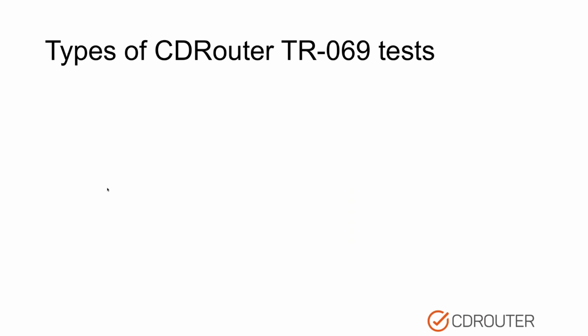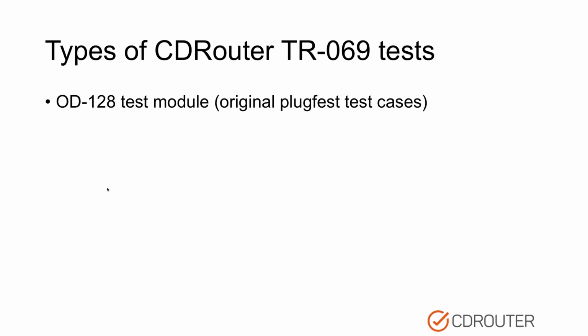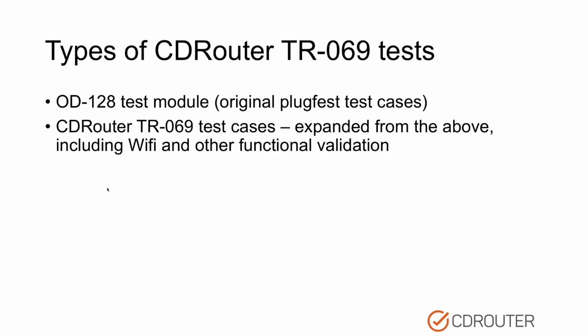So the types of CDRouter TR-069 tests include the original OD128 test module, and that was designed while the original TR-069 plugfests were going on. And it's mostly interop, right? So it was designed for people who were running an ACS and running a CPE to test with each other, and explores a lot of TR-069, but we sort of expanded that in the CDRouter TR-069 add-on with our own TR-069 module. And that expands on that, and it includes things like those Wi-Fi tests and other functional validation.